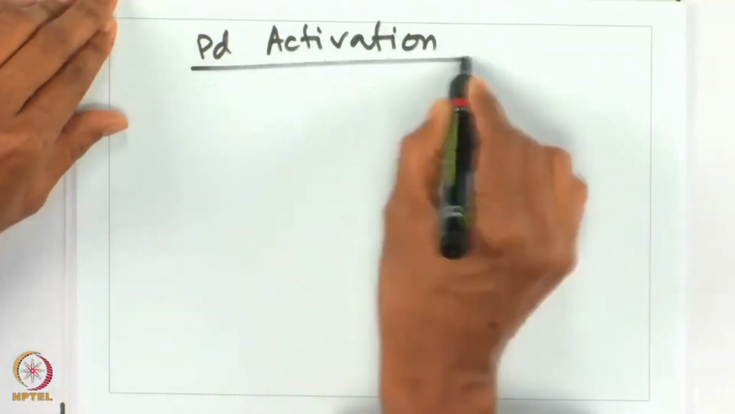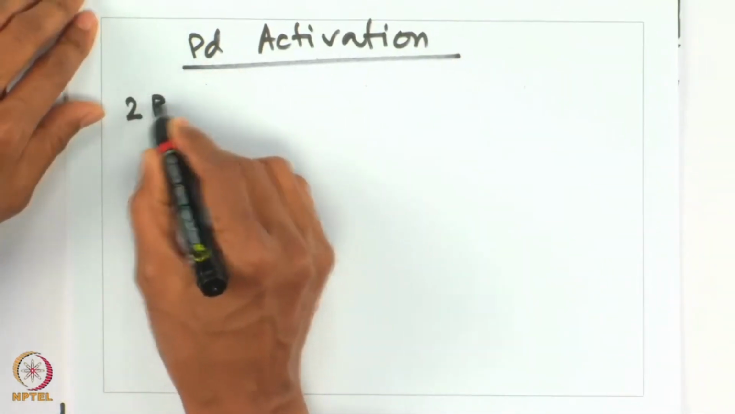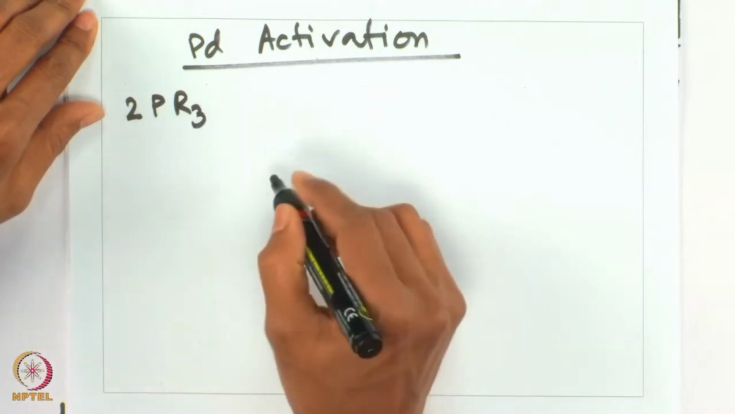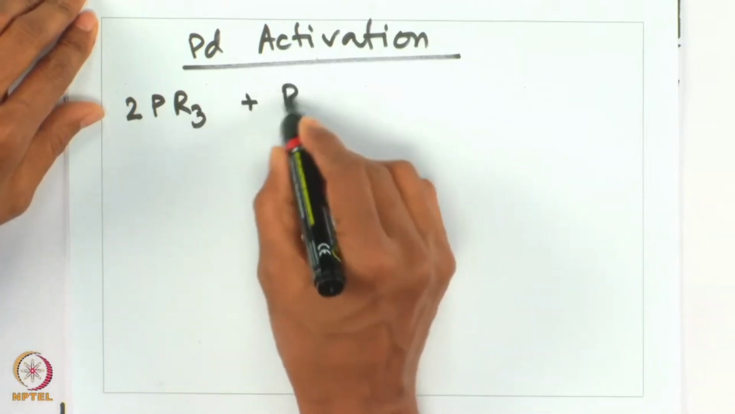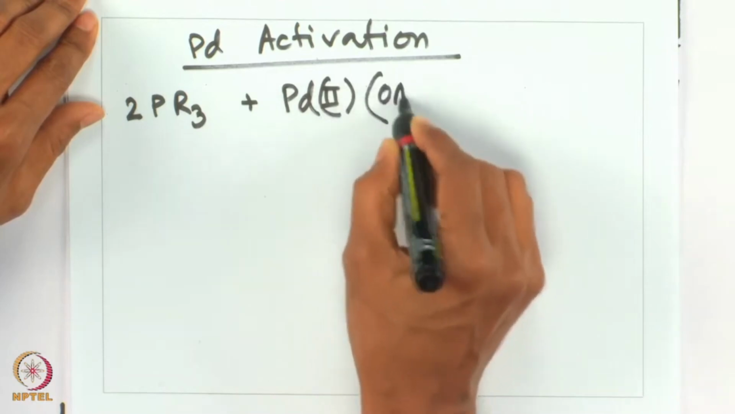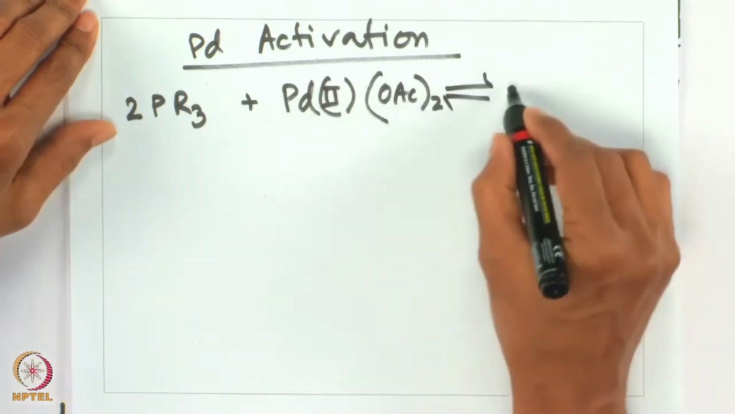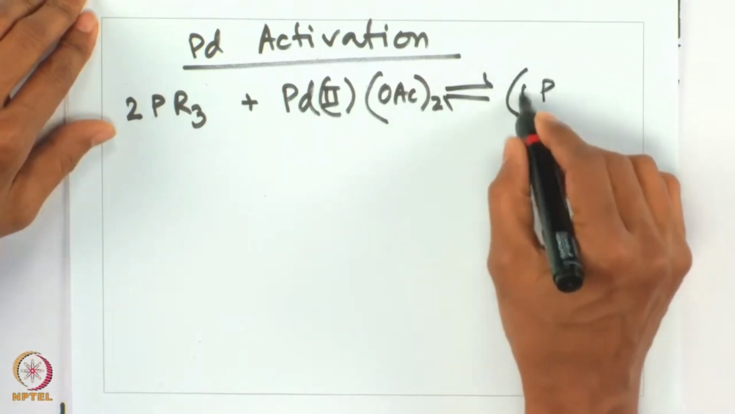How do we form palladium 0? So, what exactly we take, for example, is the phosphine ligand, 2 equivalents of phosphine, and we put palladium 2 salts, for example palladium acetate. It is a reversible reaction. We do see the binding of it.